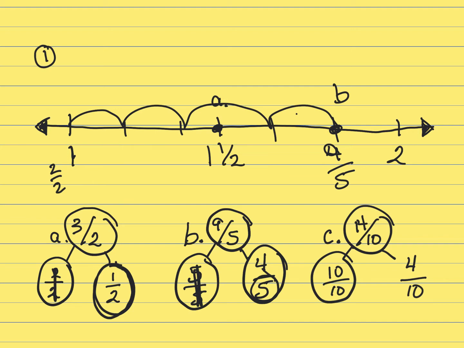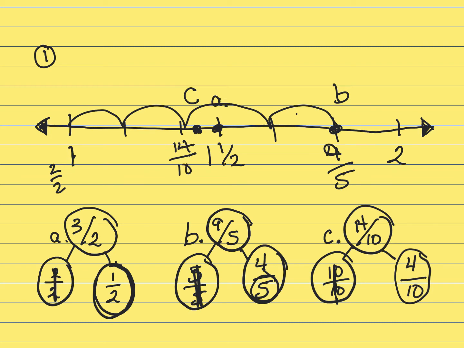Okay, now I'm gonna do the last one, which is 14/10. And I know that 10/10 is equal to 1, and then I have 4/10 left over. Now I know that 5/10 is about 1/2, so I know that 4/10 is gonna just be a little bit below that. So I'm gonna put my dot here, and I'm gonna label this C, which is 14/10.